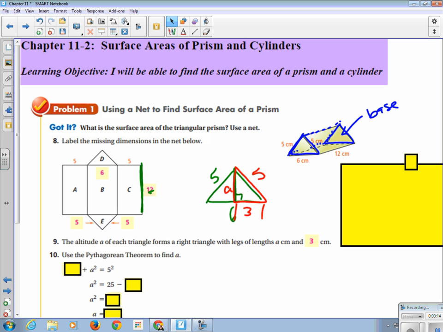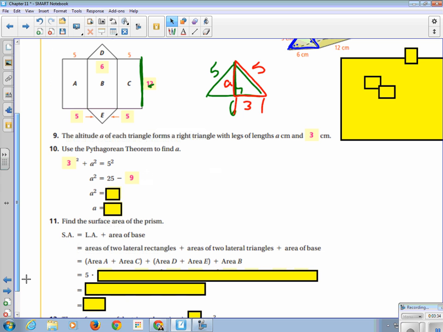So we're going to use the Pythagorean theorem to find A. So we go 3 squared plus A squared equals 5 squared. We're going to square the 3 and the 5, and we're going to subtract that 9, because 3 times 3 is 9, from both sides. 25 minus 9 is 16, and to find A, I just take the square root of 16.